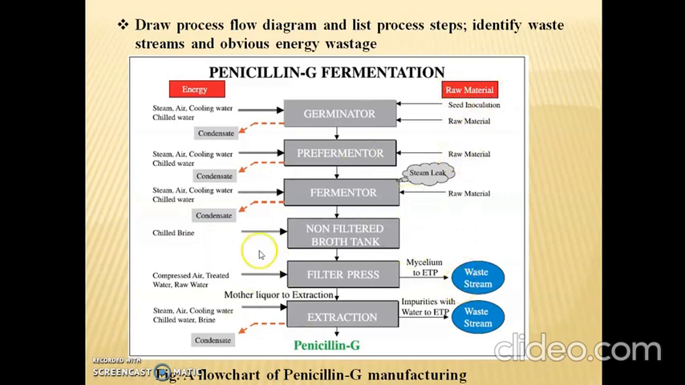While preparing this process flow diagram, you can find out where you require steam, chilled water and compressed air, and where condensate is coming out and at what temperature. Then on the right-hand side you will find where raw material goes in and what waste is coming out of that process. Likewise, you can also note your visual observations. Suppose you find lots of steam leaking in the fermenter section; you can mark that in that particular process. So this will definitely help you while conducting the audit.